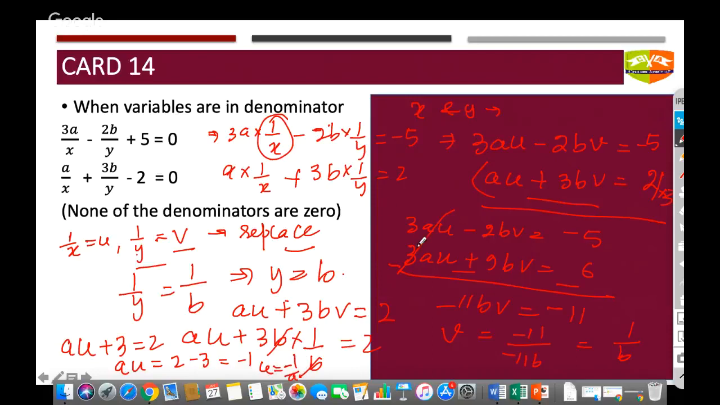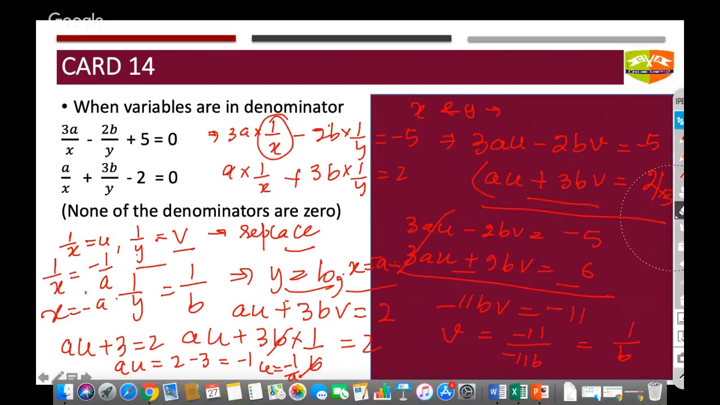divided by a. So if I put here 1 by x is equal to minus 1 by a, so x comes out to be equal to minus a. So y came to be equal to b and x is equal to minus a. This is the solution of the equation. So I hope you understood this question.